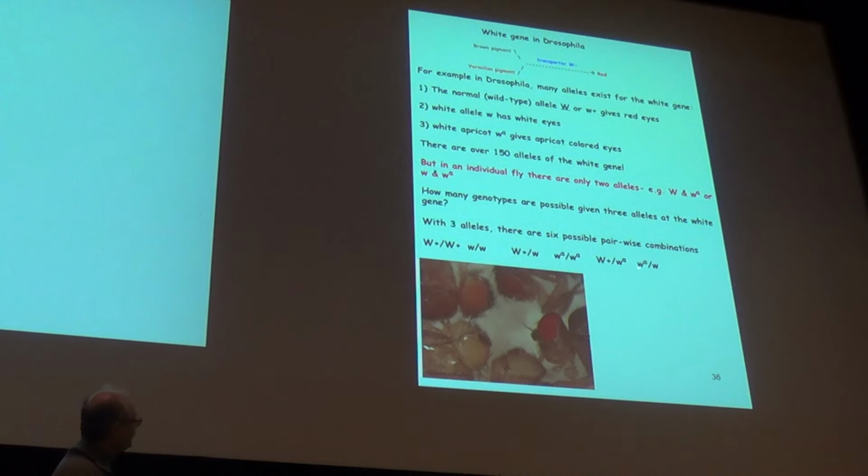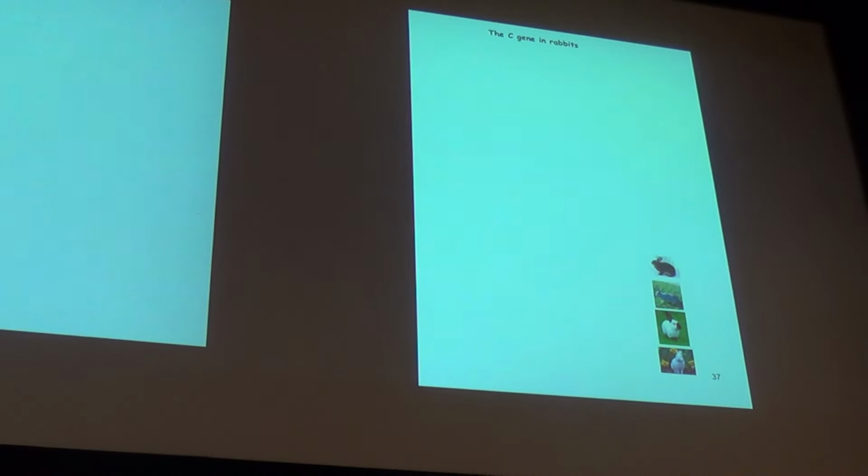And then you would have a little W with little WA, and that would be, who knows, right? I'm going to leave that blank. I know the answer, but I'm going to leave it blank, because we're going to find out how you figure that out. So, we're going to look at the same kind of thing with rabbits.